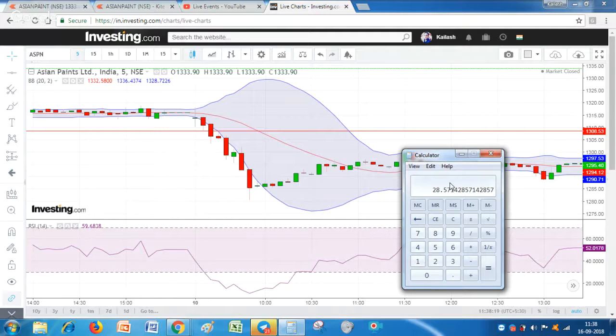So friends, we should not buy more than 28 quantity of this Asian Paint stock. Sorry, we are selling; this is a selling trade. So we should not sell more than 28 quantity if we want the risk to be a maximum of 200 rupees. Friends, we can take a smaller quantity, we can take a rounded 25 quantity, but never try to increase our risk beyond 2%. We can take a smaller risk, but never ever take a risk of more than 2%.